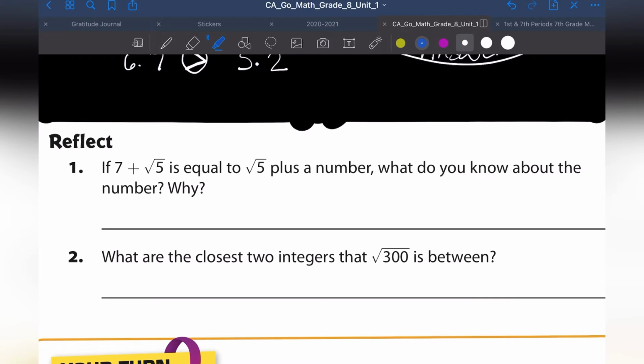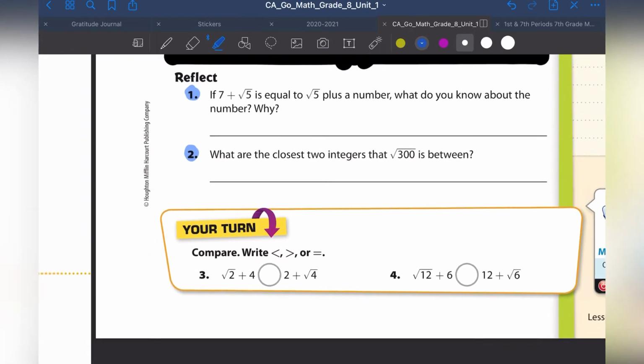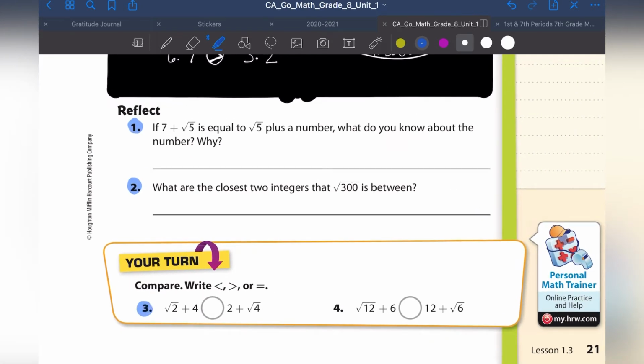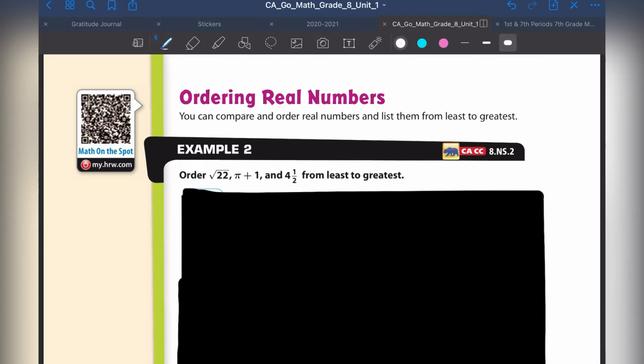Now we did it together. You should already have that answer. So now do 3 and 4. On the previous example, we were comparing irrational numbers. Now we are going to order real numbers to make a list from least to greatest.